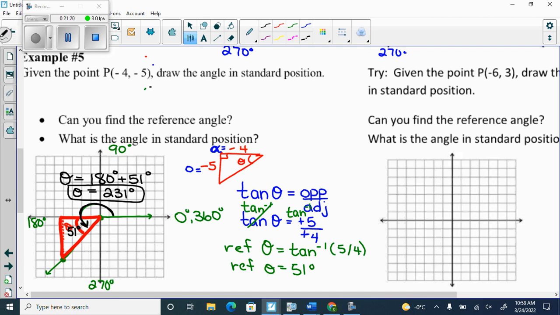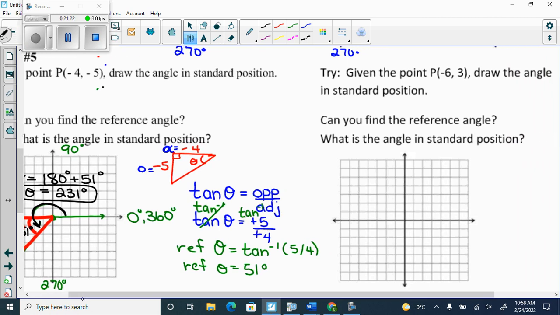Okay? So I'm going to get you guys to try this one of what's different. So we plot -6 and 3. So it's 1, 2, 3, 4, 5, 6. 1, 2, 3. Remember that it's x, then y always. So we're actually in quadrant 2. -6 and 3. We draw our final arm through it.